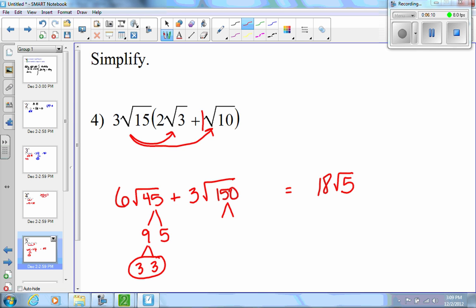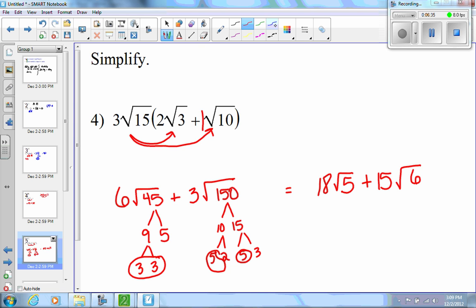Then for the 150, I can do 10 times 15, 5 times 2, 5 times 3. I have a pair of 5s here. So a 5 comes out times the 3 is 15. And then the 2 and the 3 can't come out, so I leave a square root of 6. And that's my final answer.